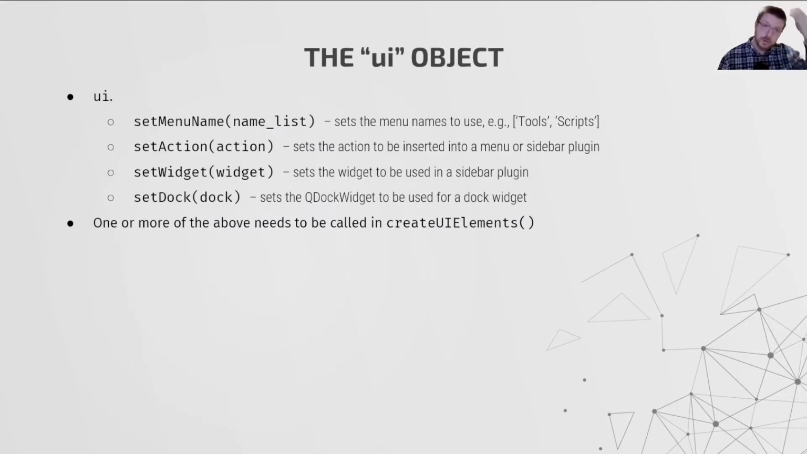The UI object is pretty straightforward. It has just a few functions, and which ones we call will depend on the type of UI integration we want to achieve. If we want a menu item only, we call set menu name to indicate the menu structure and also set an action to put into that menu. If we want a sidebar widget, we can set the action to be inserted into the sidebar and the widget to be displayed when we click on the sidebar. One or more of these functions must be called in the create UI elements function.